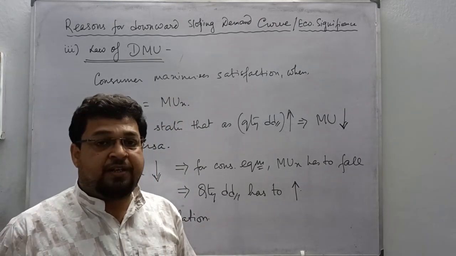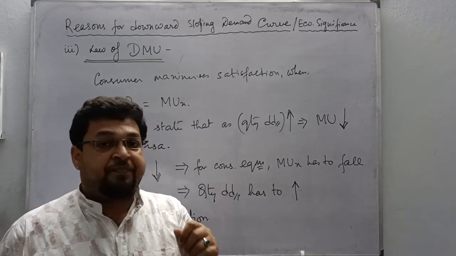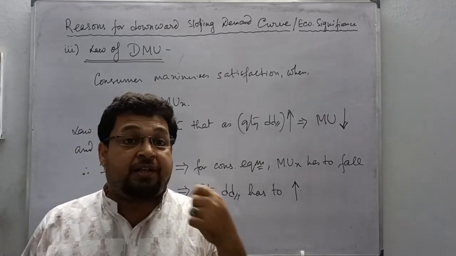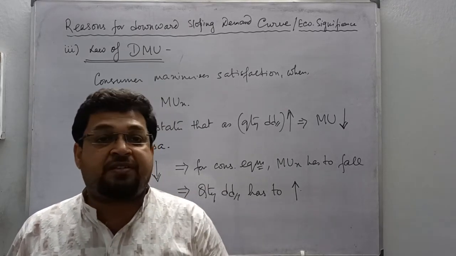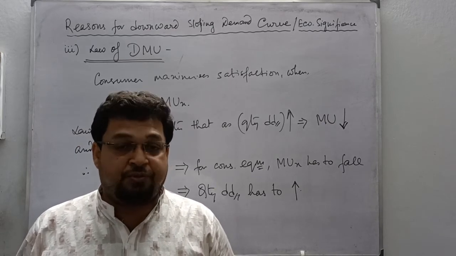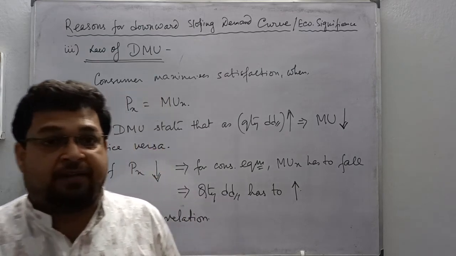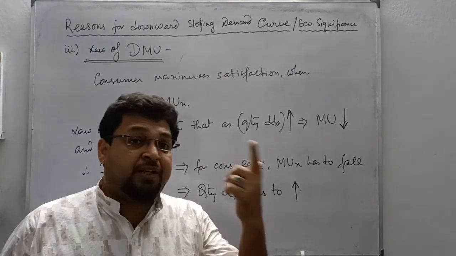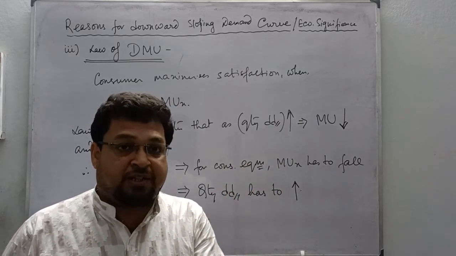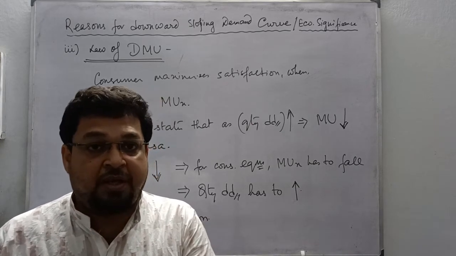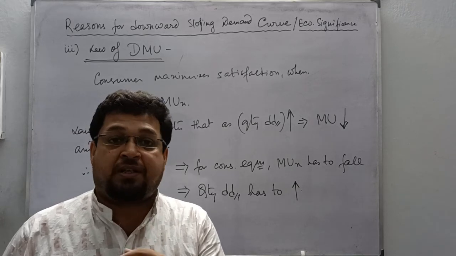What is marginal utility? Please listen carefully. For every additional unit consumed of a commodity, the amount of change in satisfaction, the amount of change in utility, is known as marginal utility. As quantity demanded increases, the total utility may increase for all the commodities consumed, but for every additional unit consumed, the marginal utility decreases. That's the law of diminishing marginal utility.